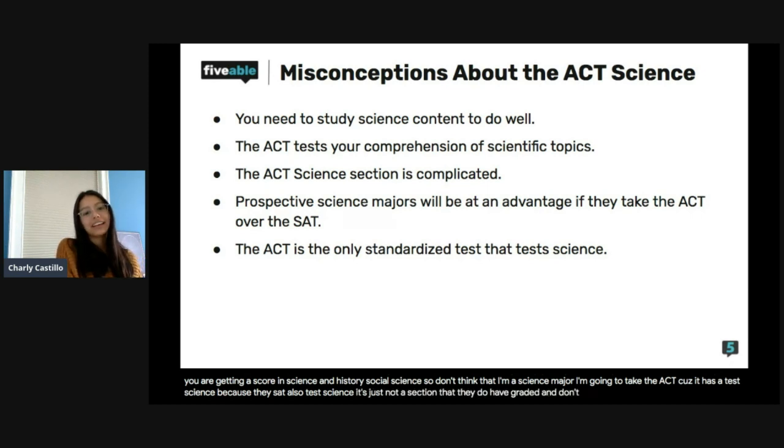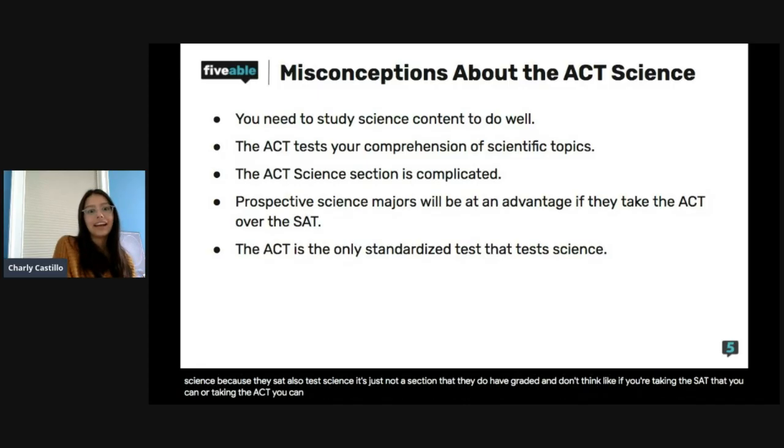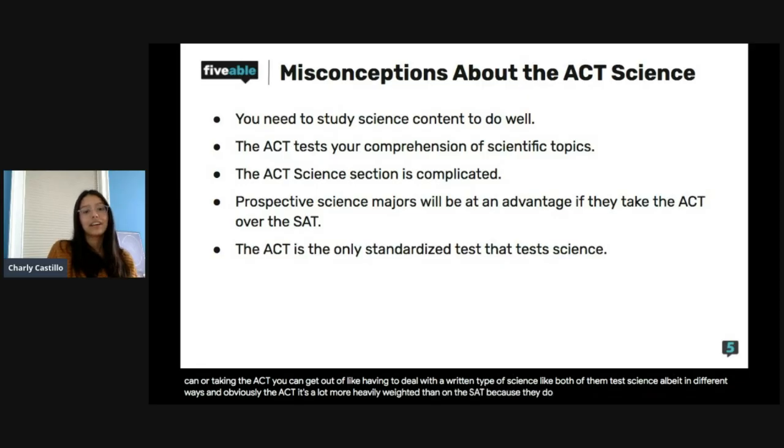And don't think if you're taking the SAT, or taking the ACT, you can get out of having to deal with a written type of science. Both of them test science, albeit in different ways. And obviously the ACT is a lot more heavily weighted than the SAT because they don't have a science section.